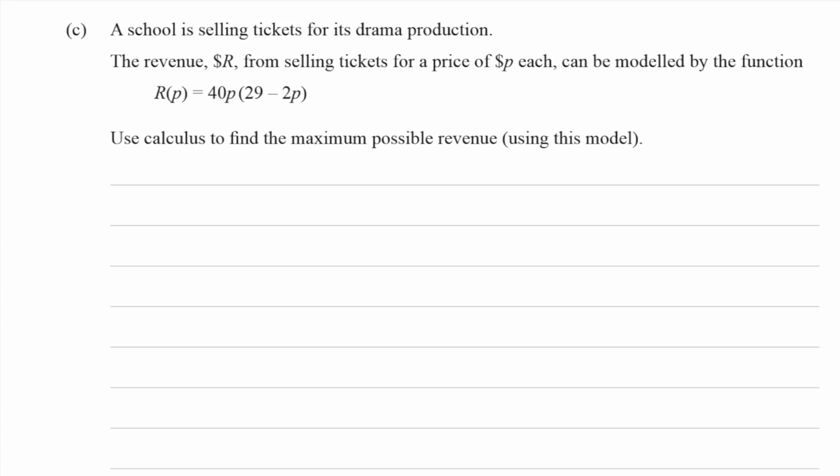Now there'll be a sweet spot where the price is high enough that you make a good amount of profit, but low enough that you have a full house. You would make the most profit there. So this model is trying to predict that. It is a very simplified model, so it won't be perfect. We're asked to use this model and calculus to find the maximum possible revenue. So what price should we make the tickets, and how much revenue would we generate at that price?